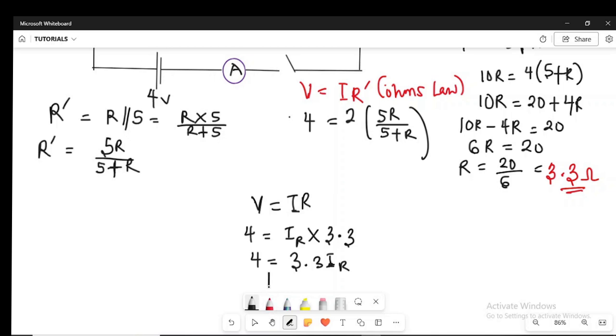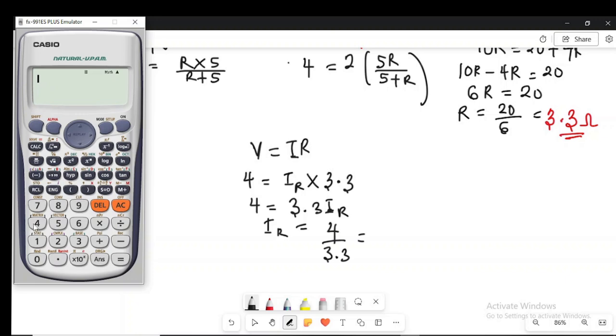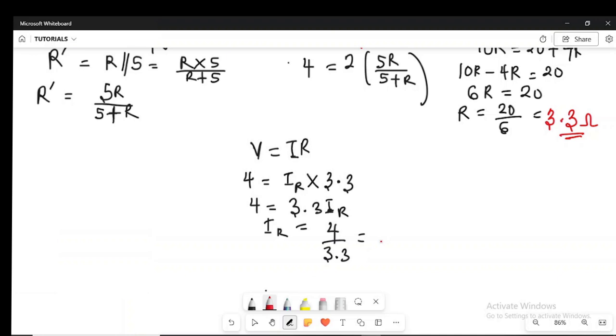Now what is I sub R? I sub R will give us 4 divided by 3.3. Now what is 4 divided by 3.3? Let's check what that will give us. 4 divided by 3.3 will give us 1.21. So now we can see the current through that resistor is 1.21 amps, right? Now we have another method that we can apply to solve that.